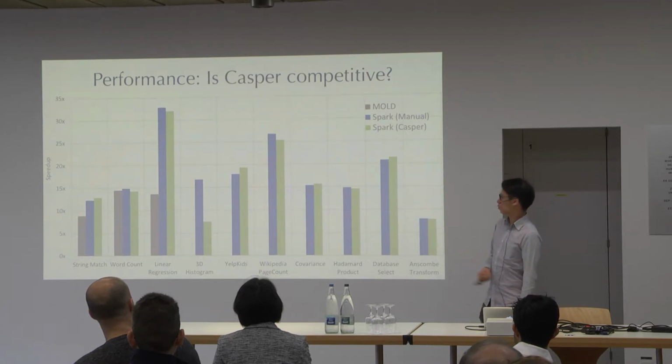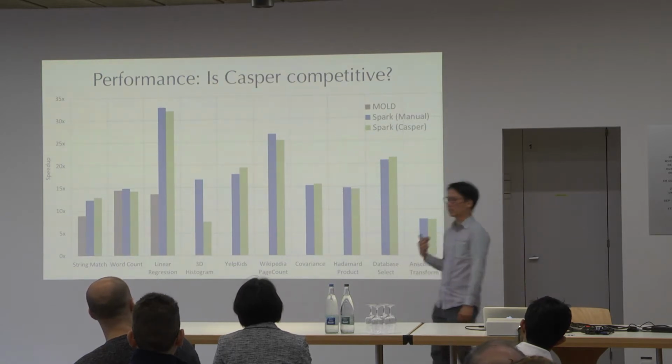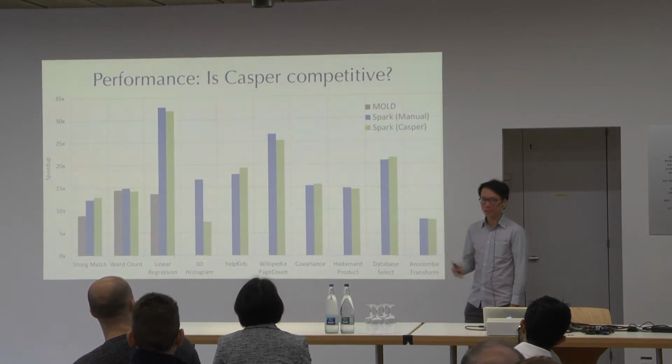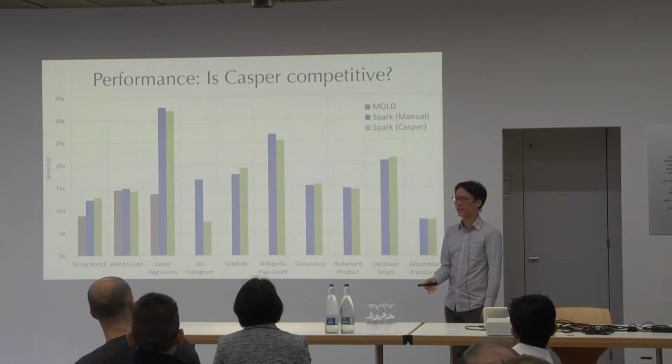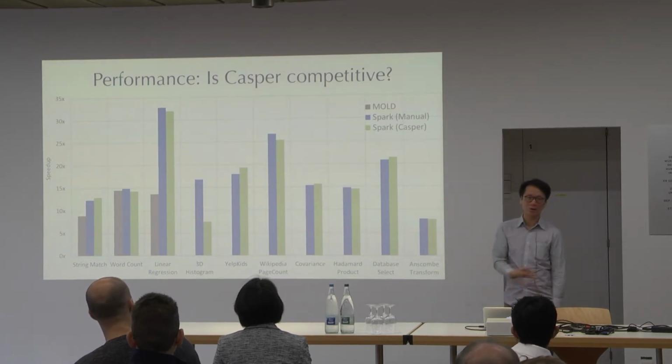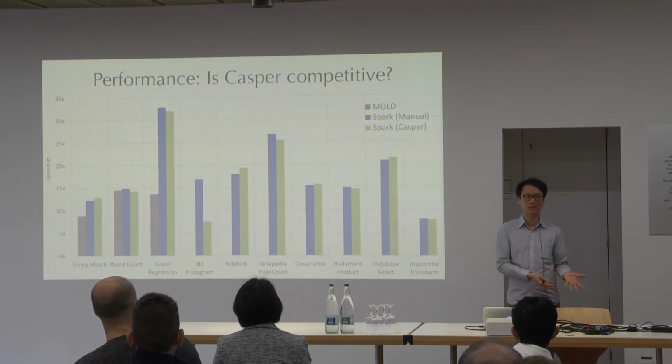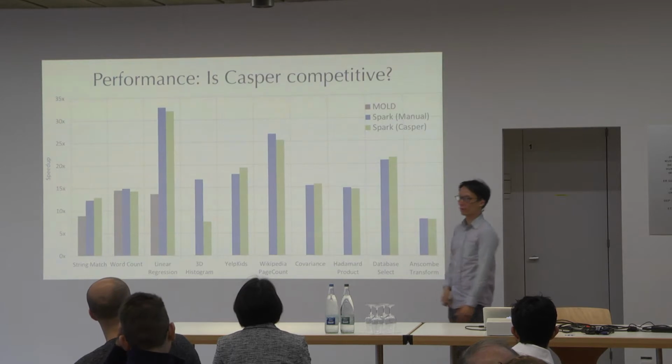The answer turns out to be that they realized that Spark has a specialized data structure just for 3D histogram computation. We don't know about that in our grammar, so we are not able to find a translation that uses that kind of data structure. So therefore we do poorly in terms of performance.